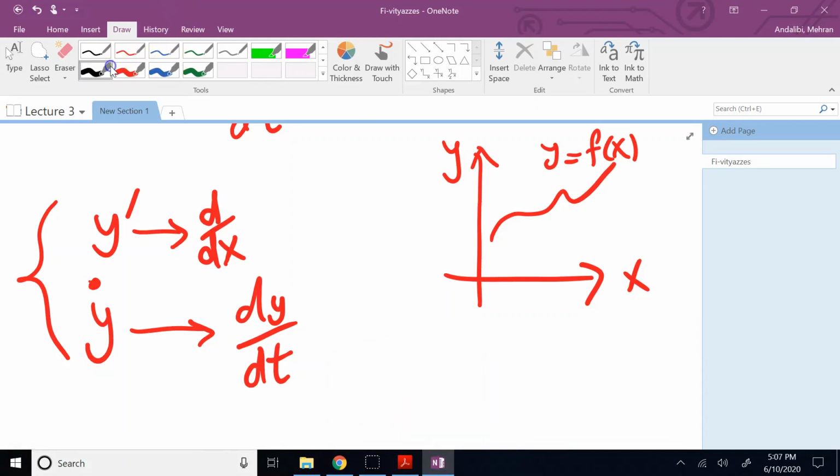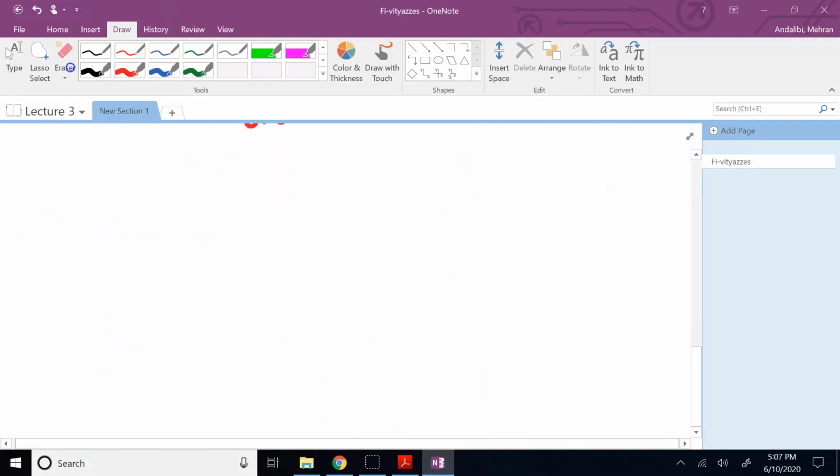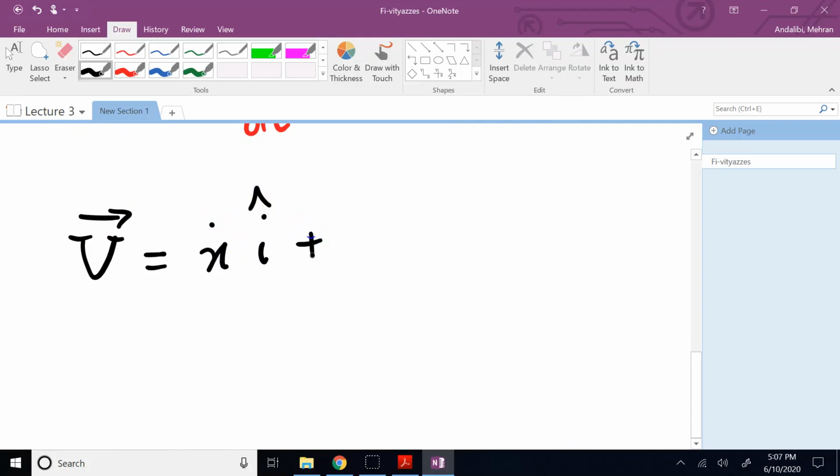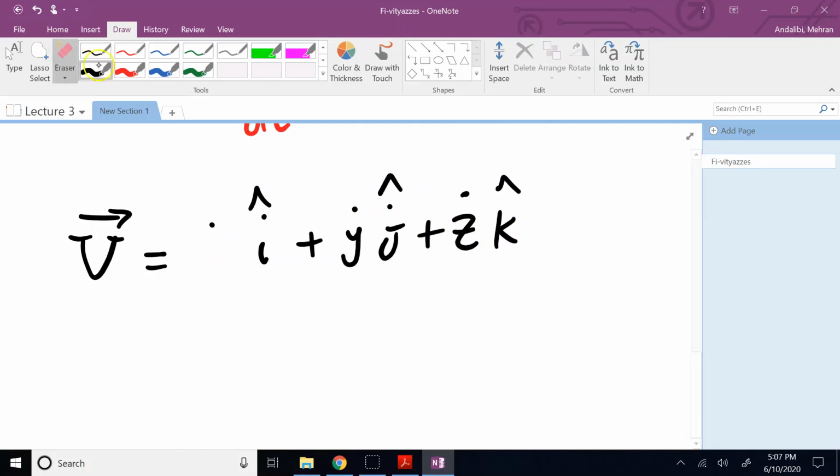So now our formula for velocity becomes v is equal to x dot i plus y dot j plus z dot k, and let me use the regular x instead of this. Okay, so that's the velocity vector as described in Cartesian coordinates.